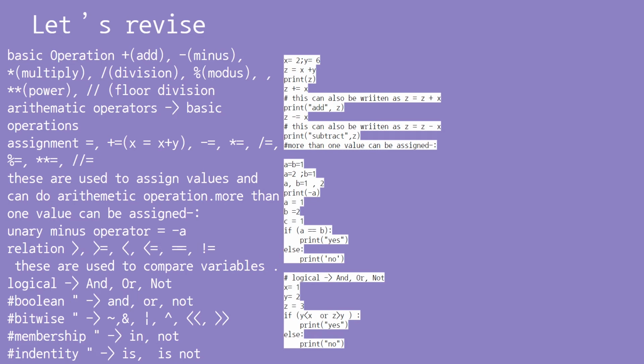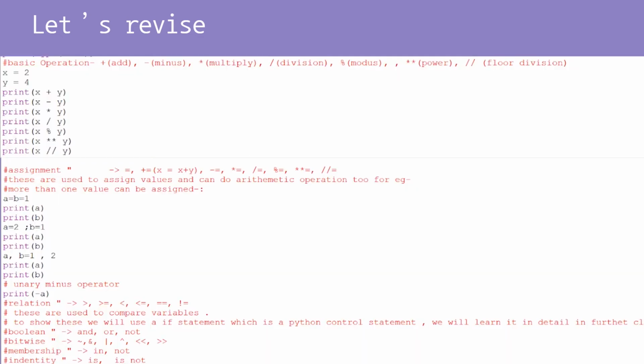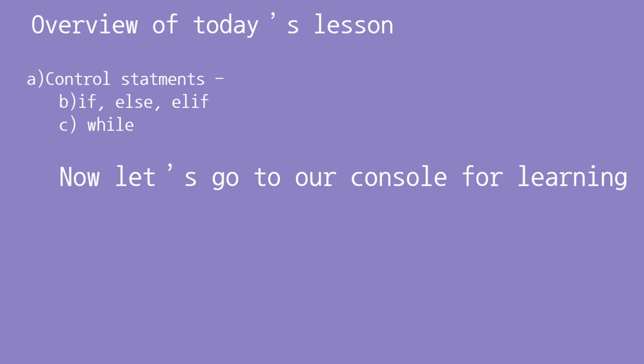More than one value can be assigned to variables in the same line. And then there are a few examples for those, and then there's a logical example. If you see, there are if and else statements in these, which we are going to learn today. And these are a few more examples, like the real code examples that I have shown in my other videos. So this is actually what we're going to do today. We're going to do two types of control statements, if and while. So let's go to our console for learning.